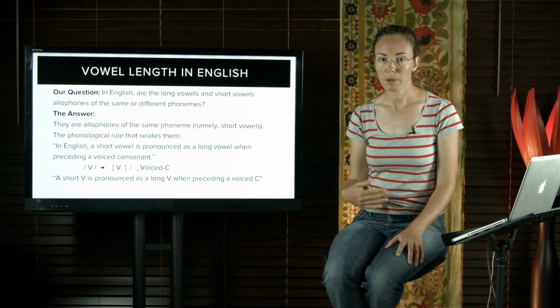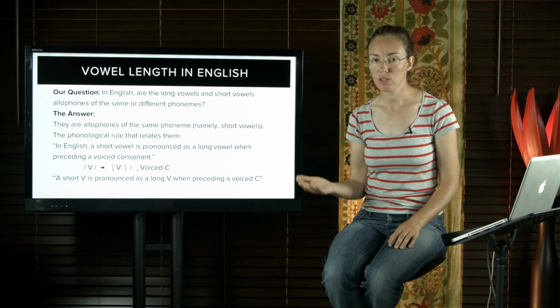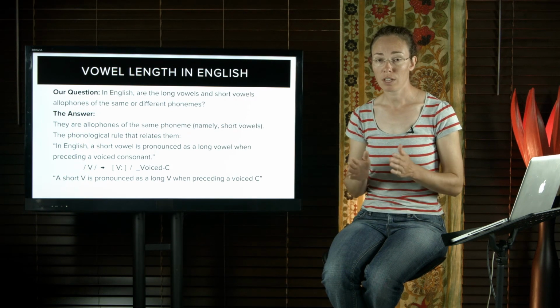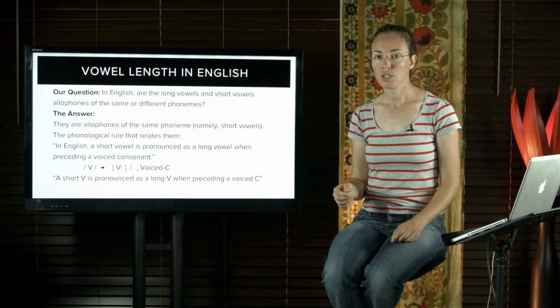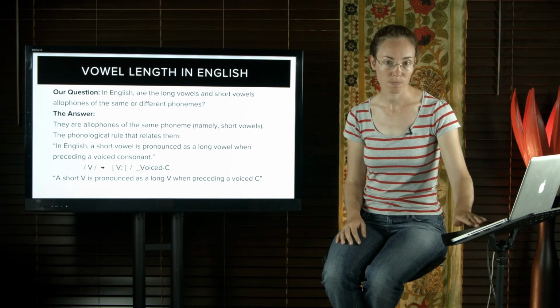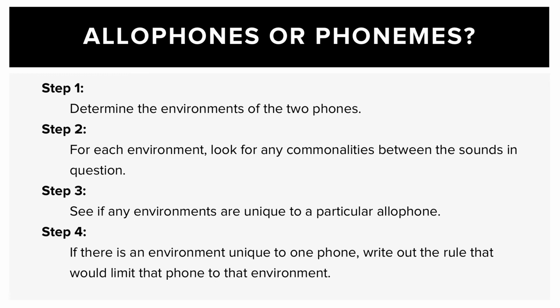So just in summary, suppose you want to determine whether two phones, X and Y, in some language are allophones of the same or different phonemes. If there are not minimal pairs for X and Y, determine if there is a phonological rule that can relate X and Y to the same phoneme. Step 1, determine the environments of the two phones. Step 2, for each environment, look for any commonalities between the sounds in question. Step 3, see if any environments are unique to a particular allophone. And step 4, if there is an environment unique to one phone, write out the rule that would limit that phone to that environment.